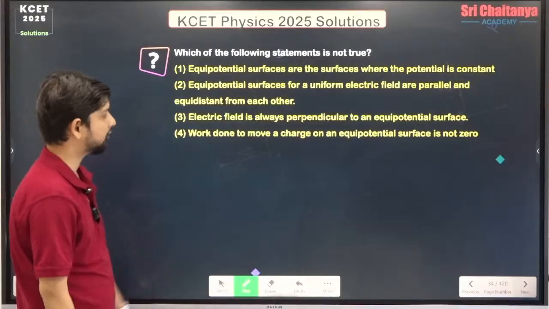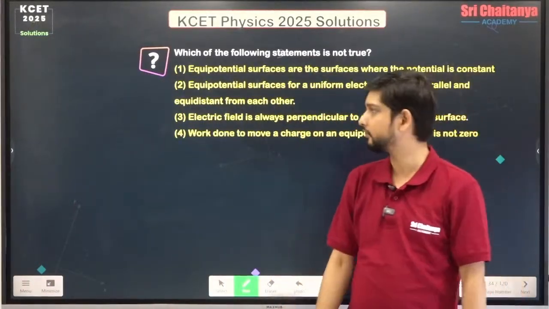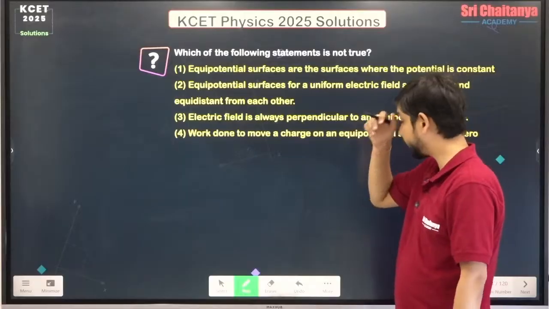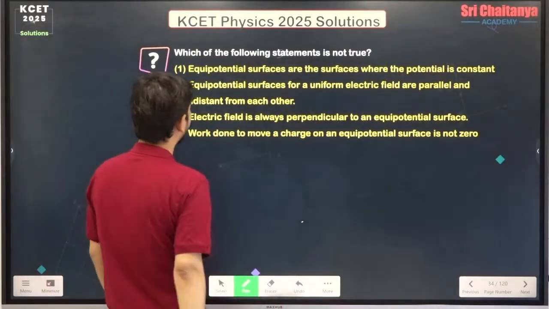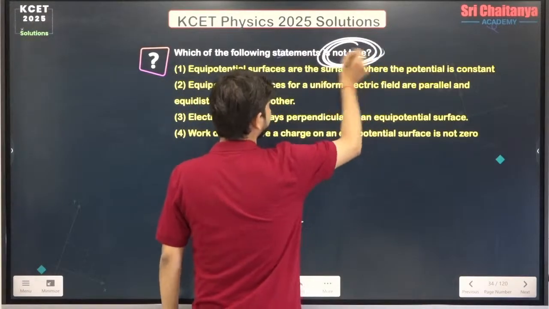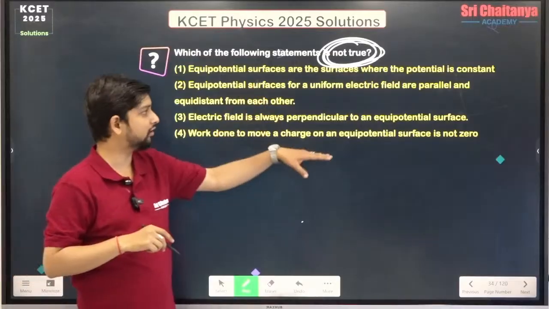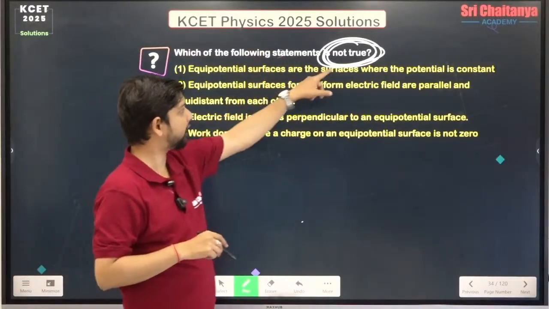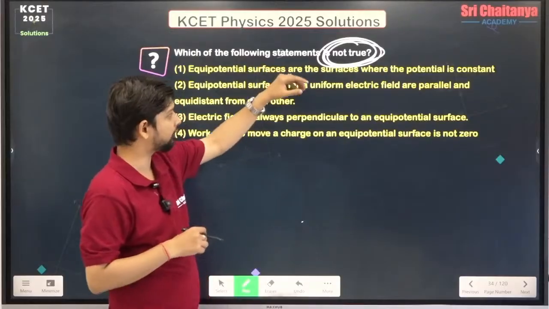Now a theoretical question, a very theoretical question from the NCERT. It is given: which of the following statements is not true? Remember, not true is asked. We have to check all the statements and then find which one is not true. So, equipotential surface, let's read the statement along with me.